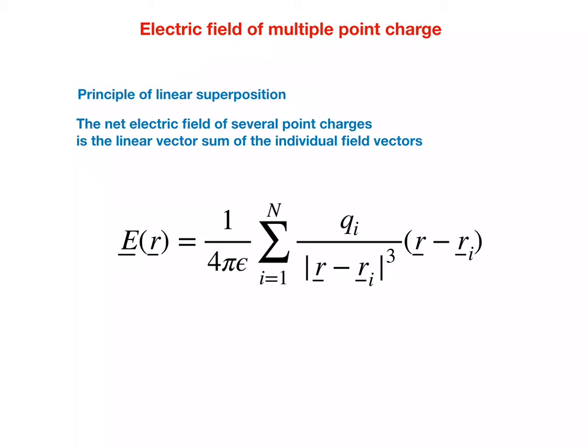Implicit in electromagnetism and its theoretical foundation, the Maxwell equations, is the principle of linear superposition. This principle states that the net electric field of several point charges is the linear vector sum of the individual field vectors. By applying the principle of linear superposition, the electric field of multiple point charges can be calculated, according to the expression shown here. The net electric field is then the vector sum of the field vector associated with each point charge Qi.